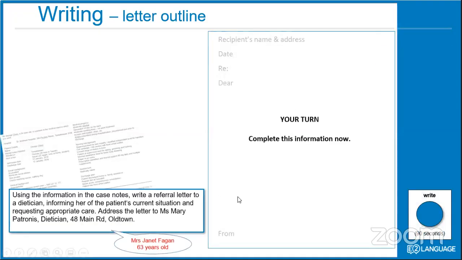You've got 90 seconds now to take the information which you can see on the left-hand side and put it into the outline.